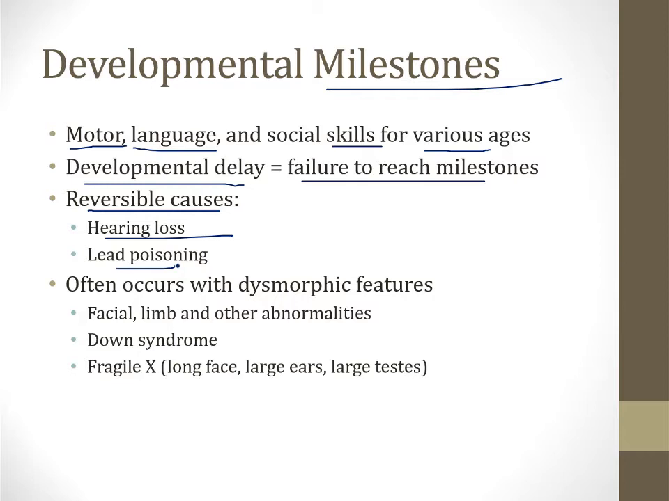And then I'll also point out once again that just like microcephaly, this often occurs together with dysmorphic features in some genetic syndromes. So children who have developmental delay, as well as facial, limb, and other abnormalities, they may have Down syndrome. This is a classic cause. They may also have Fragile X syndrome. These children have a long face, large ears, and large testes. This occurs together with developmental delay. These are two of the most common pathologic causes, non-reversible causes of developmental delay.